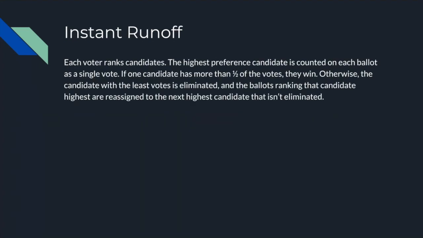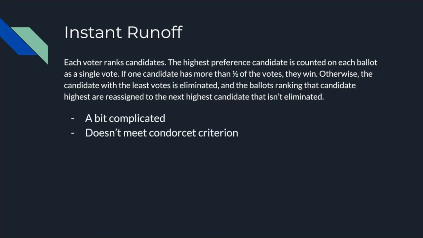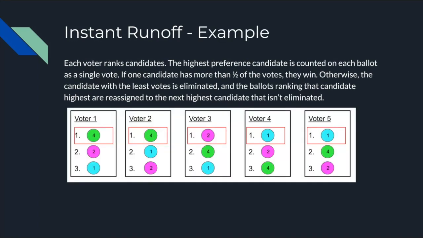Lastly, in instant runoff, each voter ranks candidates. The highest preference candidate is counted on each ballot as a single vote. If one candidate has more than half of the total votes, then they win. Otherwise, the candidate with the least votes is eliminated, and the ballots ranking that candidate highest are reassigned to the next highest candidate that isn't already eliminated. It is a comparatively complicated system, it doesn't meet the Condorcet criterion, and it will act in odd ways.